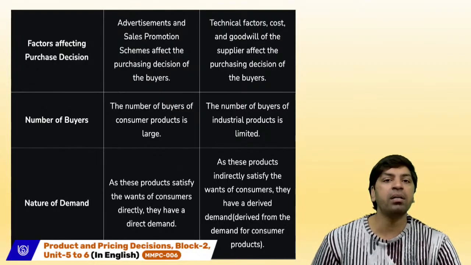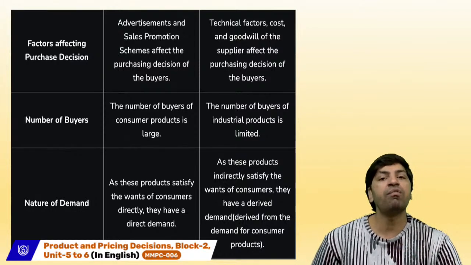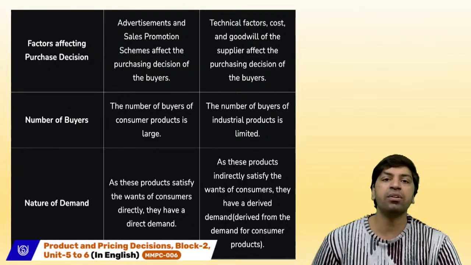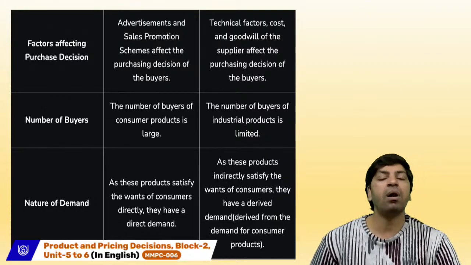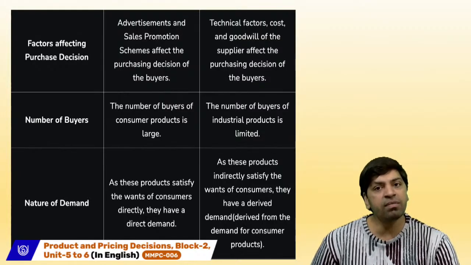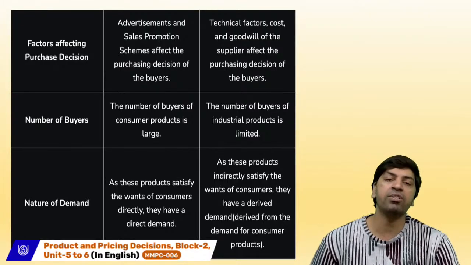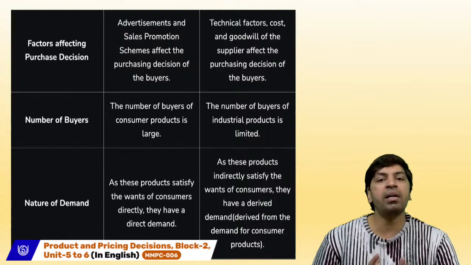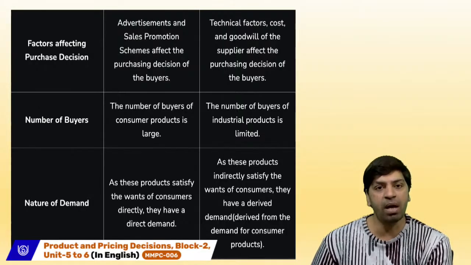Nature of demand. As the consumer product satisfies the wants and needs of consumers directly, it has a direct demand. But in the case of industrial products, these products indirectly satisfy the wants and needs of the customer, and ultimately they have a derived demand. Derived demand is just derived from the customers' or consumers' demand.